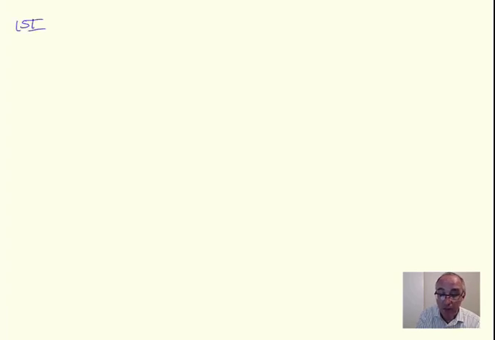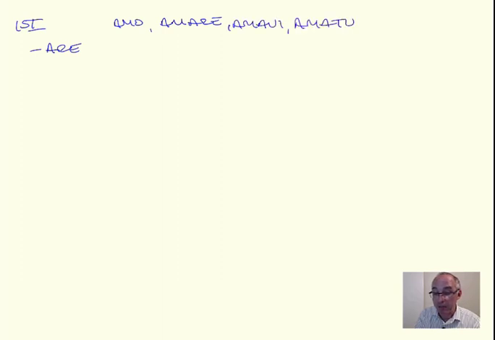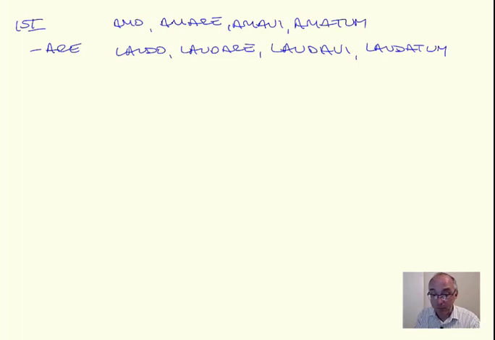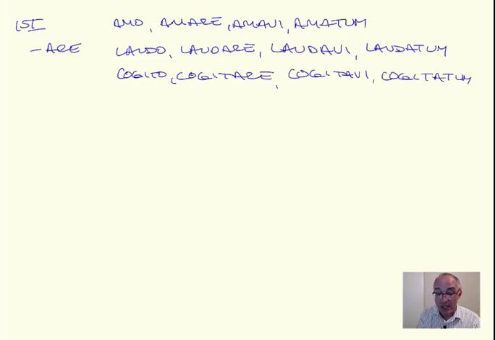First conjugation, -are: amo, amare, amavi, amatum. Laudo, laudare, laudavi, laudatum. Cogito, cogitare, cogitavi, cogitatum.